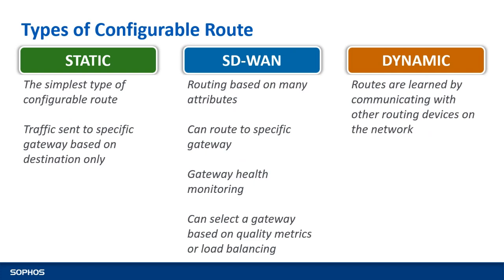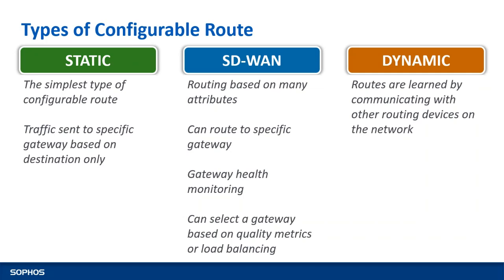There are three types of configurable routes you can create in Sophos Firewall. The static route: these are the simplest types of routes that send traffic to a specific gateway based on the destination. The SD-WAN routes: these can route traffic based on more attributes, including resources, service, application, and users. This can route to a specific gateway or backup gateway based on health monitoring. Alternatively, you can use a profile to select a gateway based on quality or load balancing metrics.